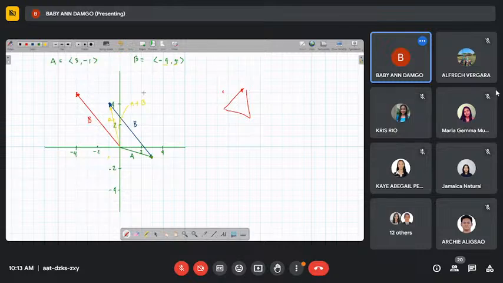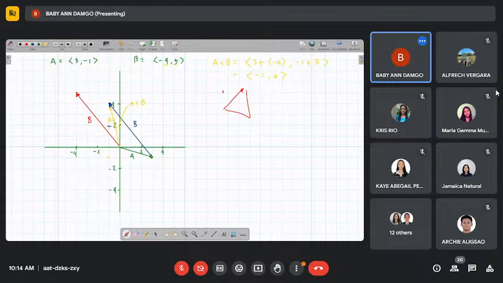So, kung mag-solve ta, we have A plus B. This is equal to 3 plus negative 4, comma, negative 1 plus 5. So, this is equal to negative 1, 4. So, ato i-check kung negative 1, 4 ba ni? Oh, we have a negative 1, 4. Okay? Sabtan na class.